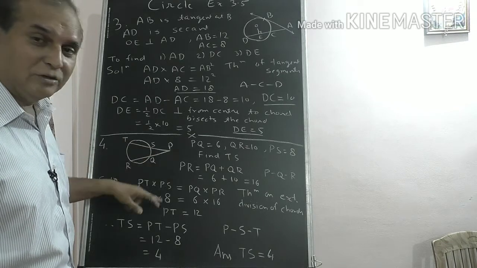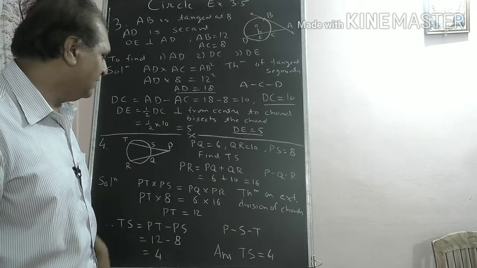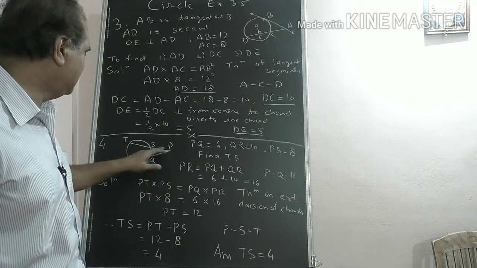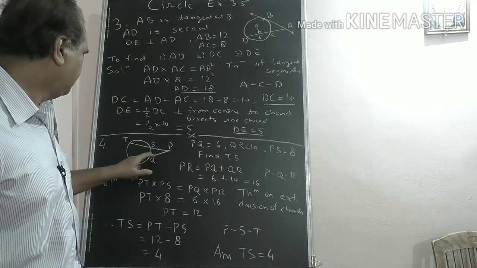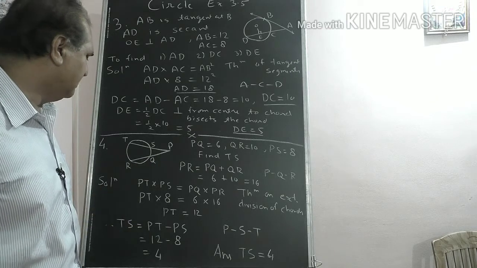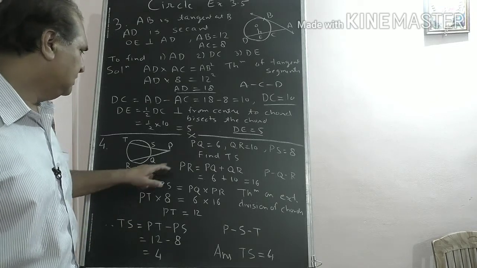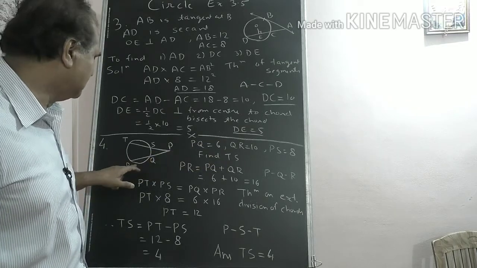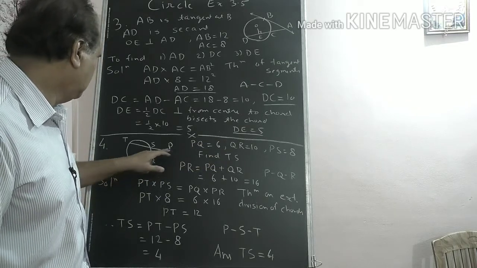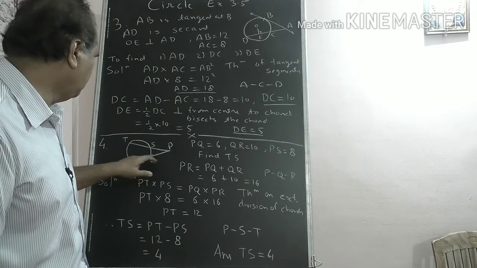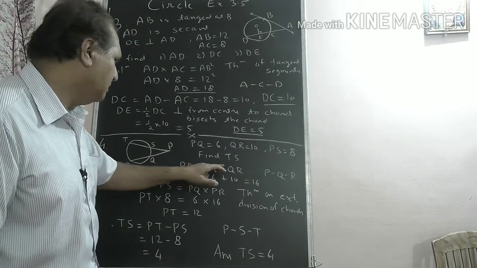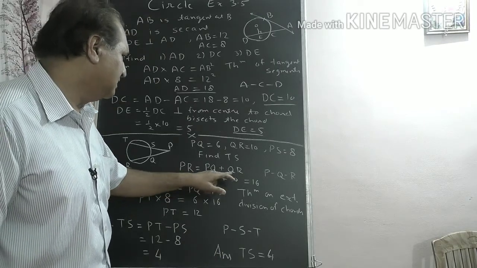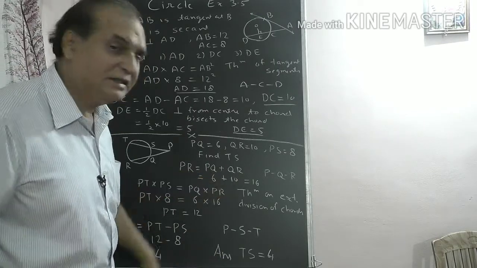Chords intersecting outside the circle. Theorem of external division of chords. So P must be there. PS into PT, PR into PQ. These are the parts. PQ is given as 6, QR is 10. QR doesn't contain P, but PR we can find out as PQ plus QR. PR is PQ plus QR, reason: P-Q-R. PQ is given as 6, QR is given as 10. 6 plus 10, 16. Okay.